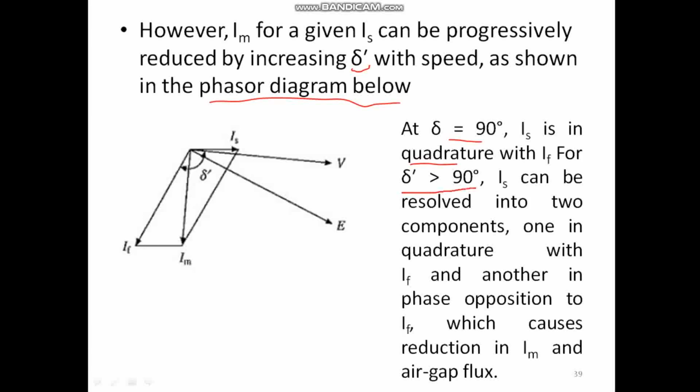For delta dash greater than 90 degree, Is can be resolved into two components, one in quadrature with If and the other in opposition with If, which causes reduction in Im and hence the air gap flux, right? So why we are doing all this, to summarize, is to control the speed. We can deal with the flux weakening. So what we have done, we are controlling the air gap flux. I hope this is clear.